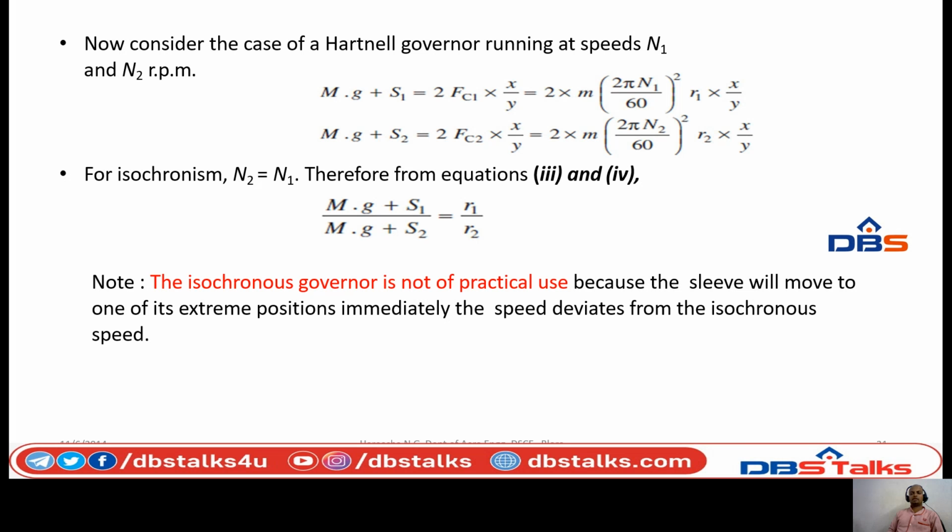Similarly, for speed n2 also. For an isochronous governor, the range of speed is 0, that means n1 is equal to n2. So finally we get mg plus s1 by mg plus s2 equal to r1 by r2. But in practice it is not possible to have an isochronous governor, because the sleeve will move to one of the extreme positions immediately when a speed difference occurs.